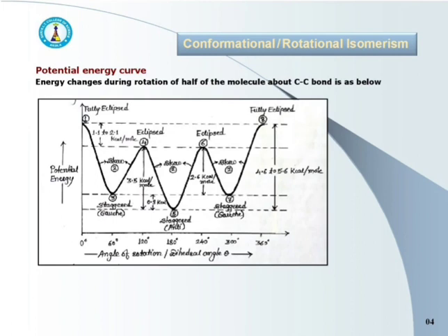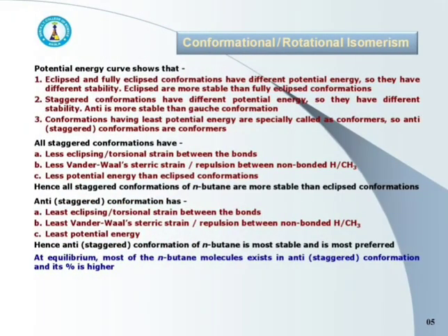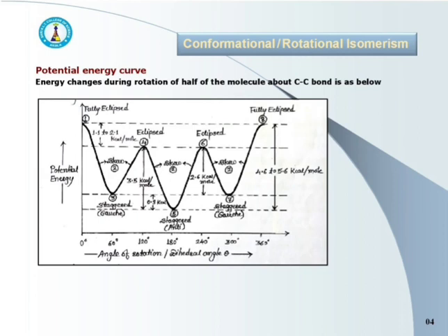Eclipsed conformations are more stable than fully eclipsed conformations. Staggered conformations have different potential energy, so they have different stability. The anti-conformation is more stable than the Gauche conformation.